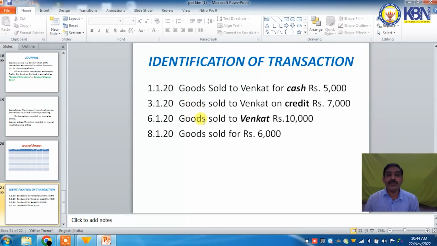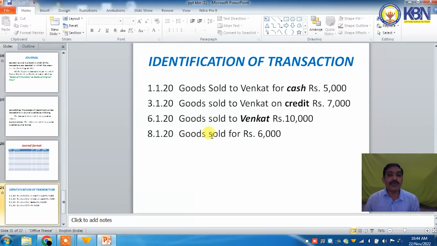Next, goods sold to Venkat. There is no information whether it is a cash transaction or credit transaction. So identify whether a personal account is given or not. Venkat is a personal account. When a personal account is given, it is treated as a credit transaction. Which accounts are involved in this transaction? Goods account, real account, and Venkat account, personal account. As per the personal account rule, Venkat is the receiver, debit the receiver. Venkat account debtor to sales account.